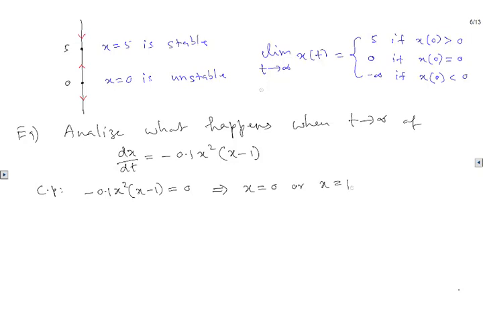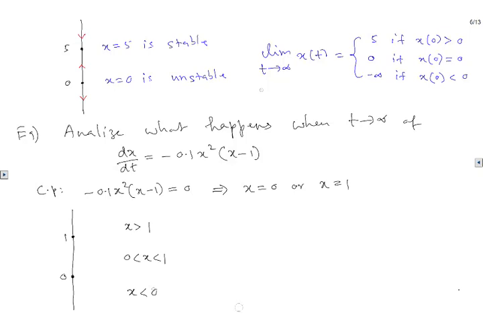Now as before, we can draw a vertical line and mark the critical points. So we have 1 and 0. Now what we can do is consider cases. So we can consider what happens if x is greater than 1, what happens in between, and what happens if x is less than 0.